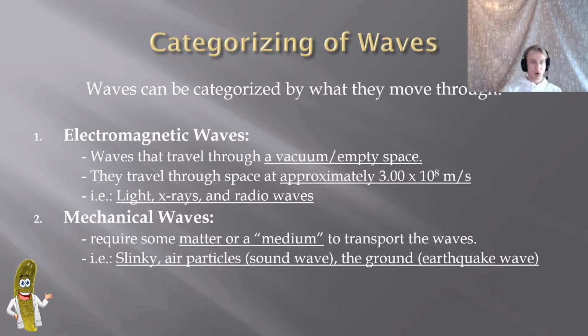Electromagnetic waves are waves that travel through a vacuum or empty space, and they travel at a speed of approximately 3.00 times 10 to the 8 meters per second. So that would be the speed of light, X-rays, and radio waves. Mechanical waves require some sort of matter or medium to transport the wave. We could think of a slinky, air particles like a sound wave, or the ground, like an earthquake wave. Those are a couple of examples.